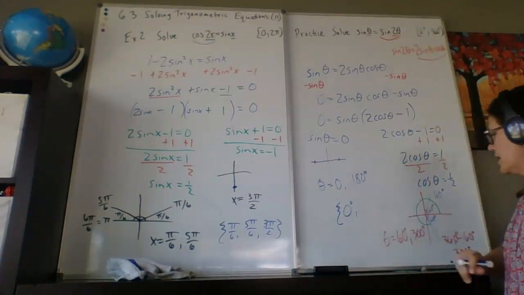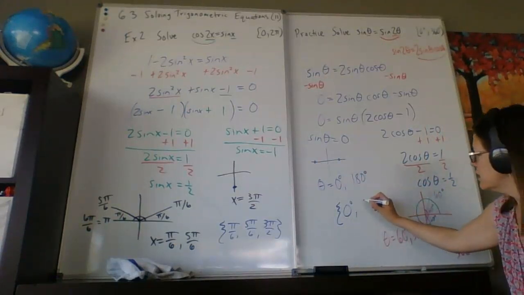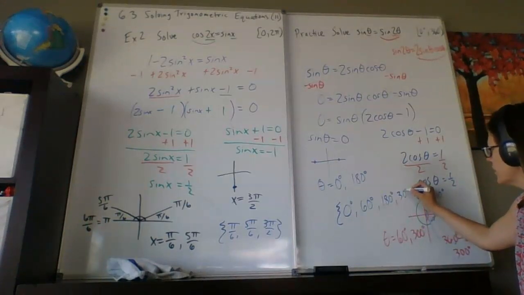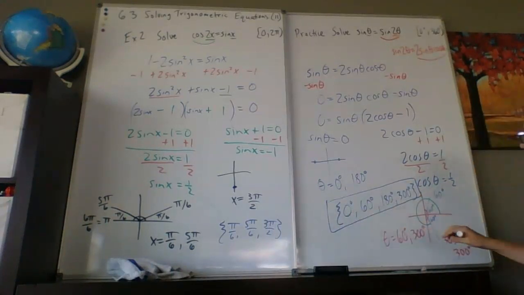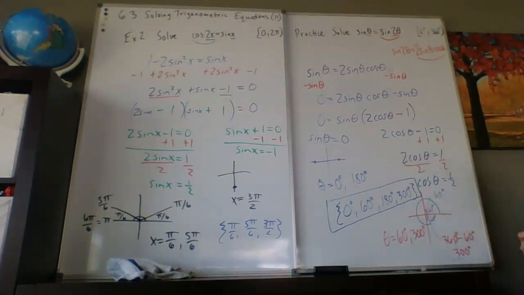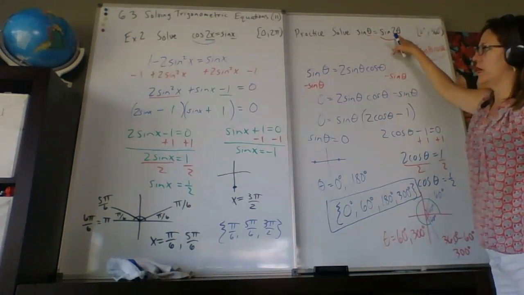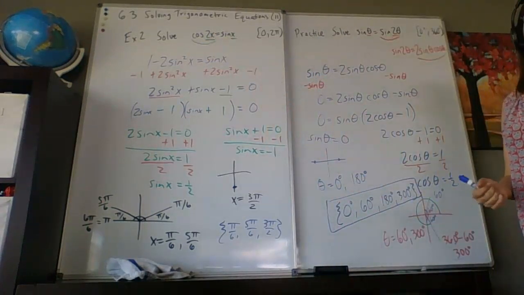Putting our answers all together, some people like to list them in increasing order, so I'll go ahead and do that. We get 0 degrees, 60 degrees, 180 degrees, and 300 degrees. It is also totally acceptable to just list 0, 180, 60, and 300. The order does not matter. The one thing I want you to see as the pattern here is that when we have two different inputs, one's a theta and one's a 2 theta, or one's an x and the other's a 2x, that's when we want to use our double angle identities.